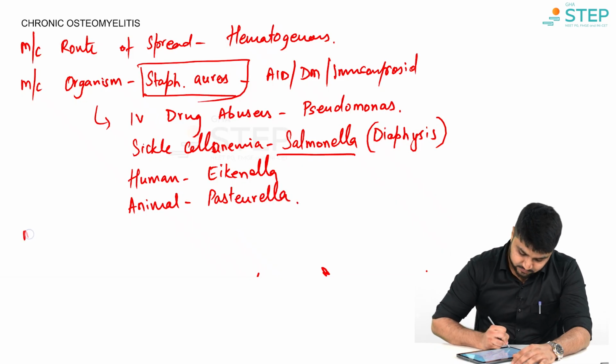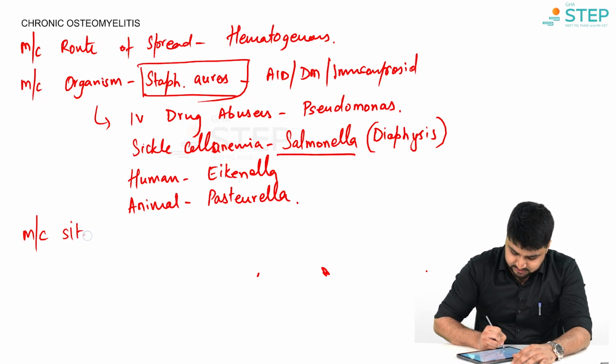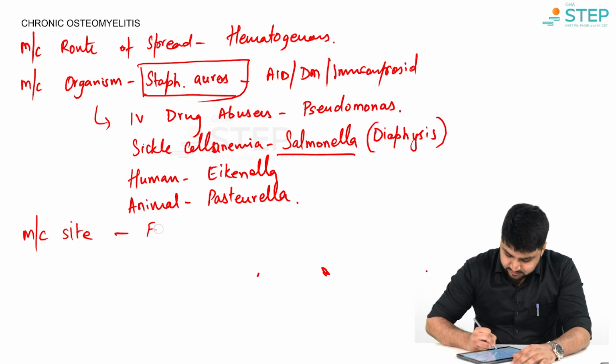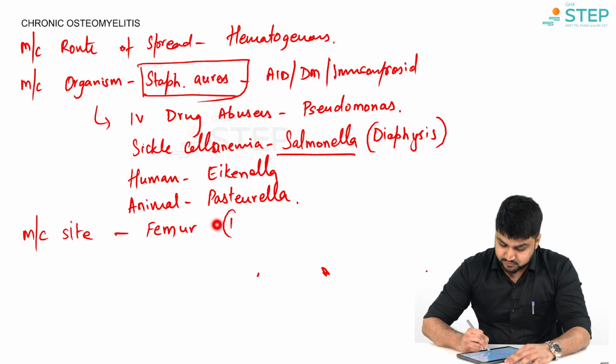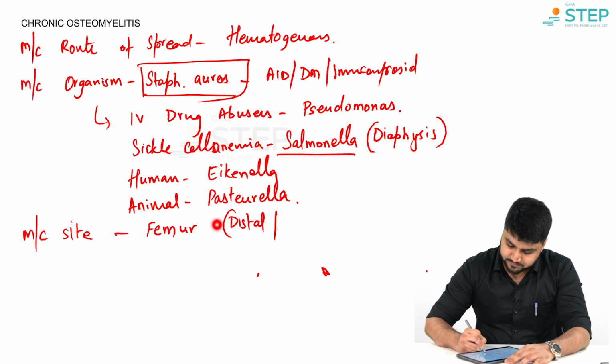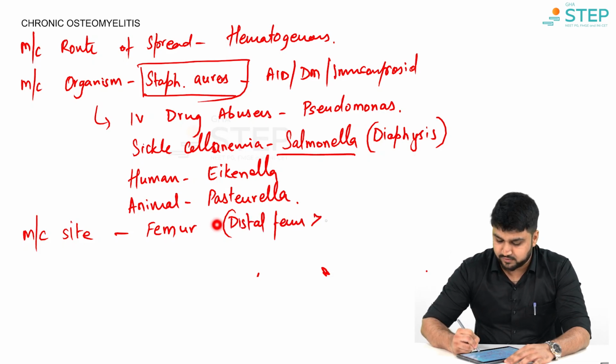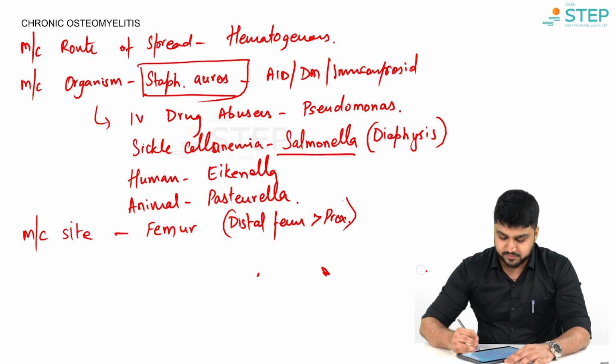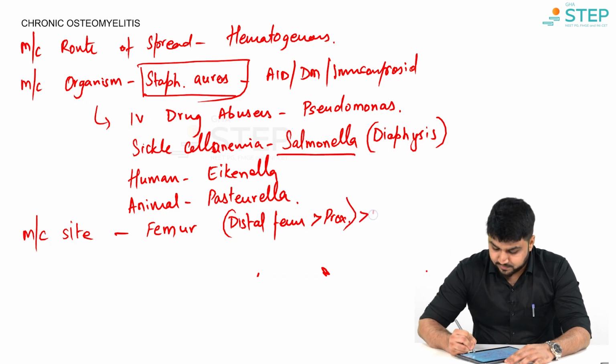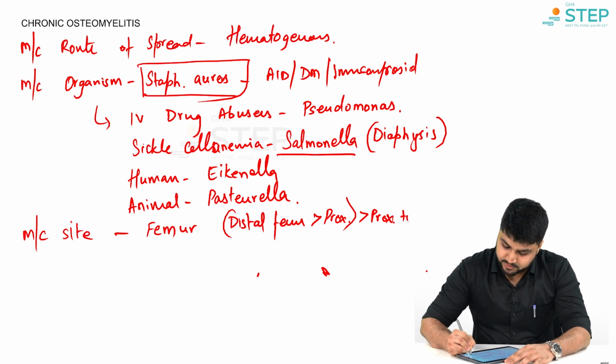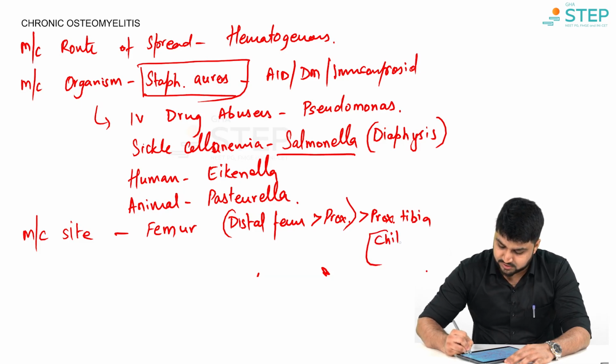Then the next thing is the most common site of infection. So, the femur is the most common site of infection. Again, in the femur, it is usually the distal femur, followed by the proximal femur, which is more common, and after femur it is the proximal tibia. So, this is the case of children as well as the overall rate of osteomyelitis.